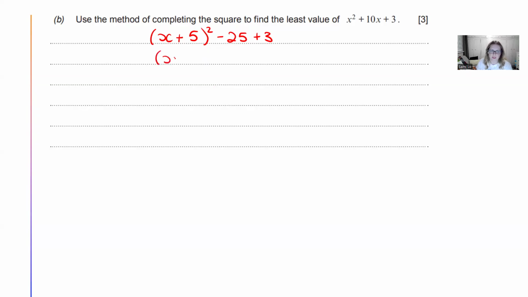At this point, we're just going to make it nice and tidy. So minus 22. And find the least value. When the bracket becomes 0, we get our least value. So in this case, inside this bracket, we want to make it 0. So x needs to be minus 5, because minus 5 plus 5 gives us 0. 0 squared is still 0, and that gives us our least value is minus 22. Don't forget the negative there.